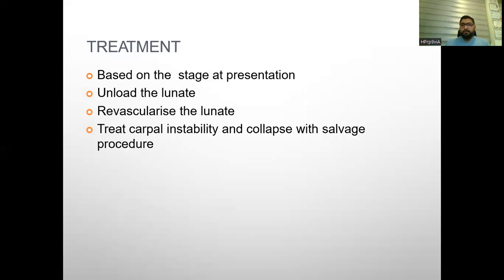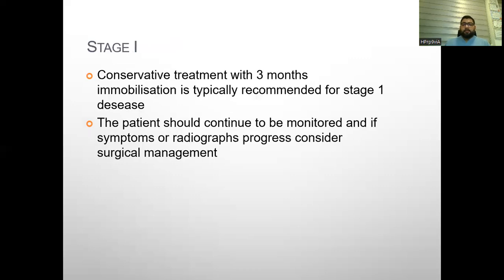So what about the treatment? The treatment is based on the stage at presentation, and the aim of the treatment is to unload the lunate. The basic treatment is to unload the lunate, revascularize the lunate, and treat carpal instability and collapse with salvage procedures. These are the three main aims of the operations, and the treatment option will be based on the stage at presentation.